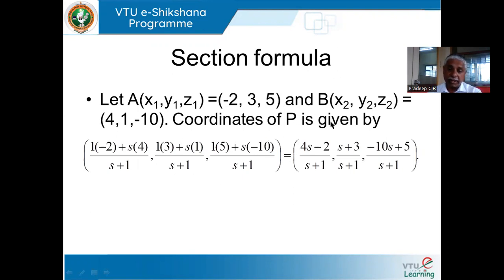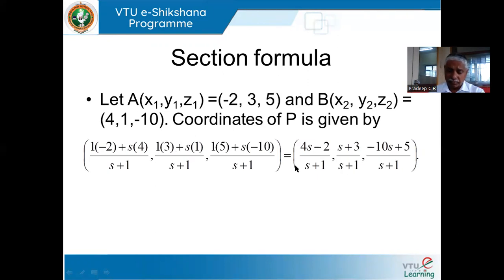So as usual, S is to 1. So 1 into the X coordinate of A plus S into the X coordinate of B, which is 4, divided by S plus 1. Similarly for Y and Z coordinates, I'll get this. I think I've done it correctly.